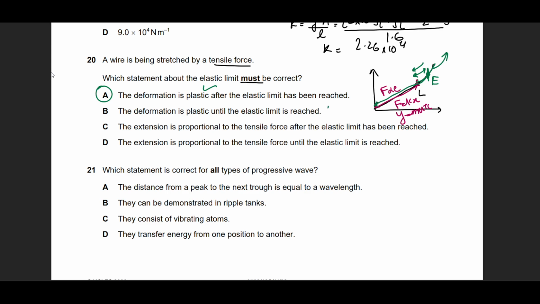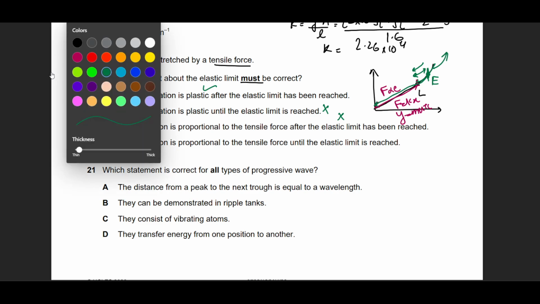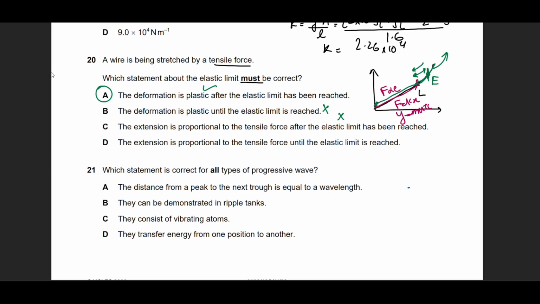Plastic until that? No. Deformation is always elastic until you breach the elastic limit. Extension proportional to tensile force after the elastic limit? No, it becomes a curved line. This is what I've been discussing right now. It becomes a curved line between the elastic limit and the limit of proportionality. It's mathematically not proportional. The extension being proportional to tensile force until there? Again, wrong.